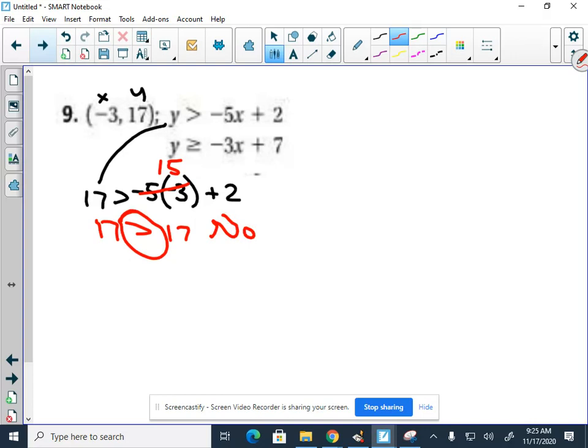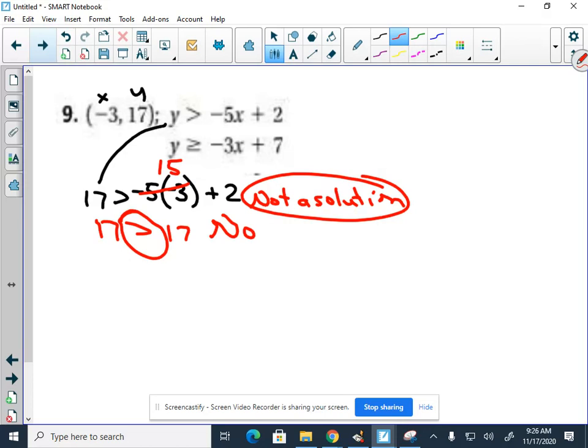It has to work in both. So since we've already proved it doesn't work in one, can it work in both? No, so this one is not a solution. Now, we can put it in the other one, but we kind of don't need to waste our time. If it works in one, we still have to check the other. But if it doesn't work in one, even if it works in the other, it's not going to be a solution. So now, you should be able to do number 8. Does everybody understand how to do those top ones?